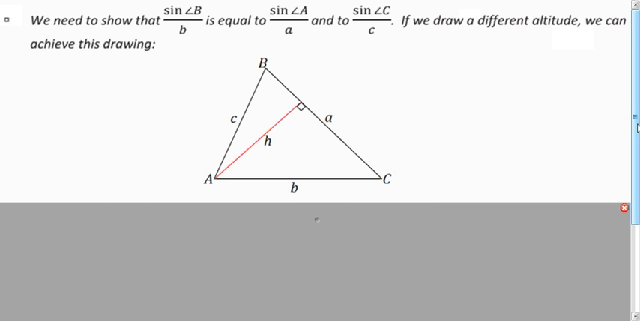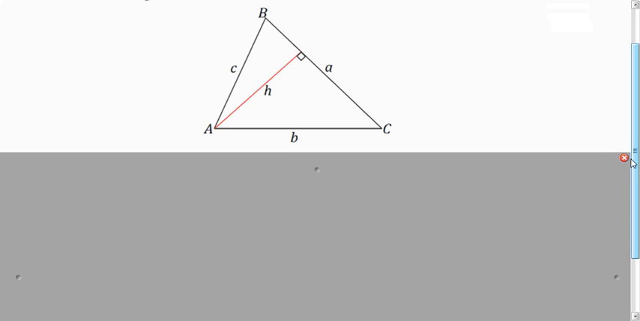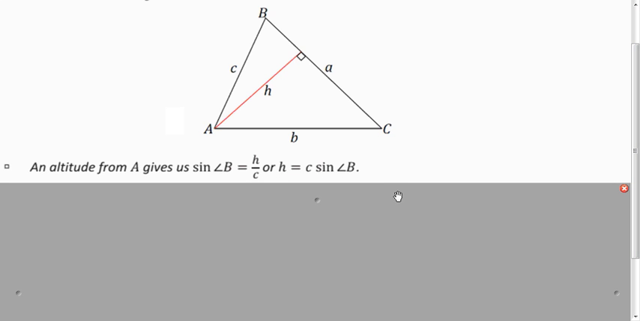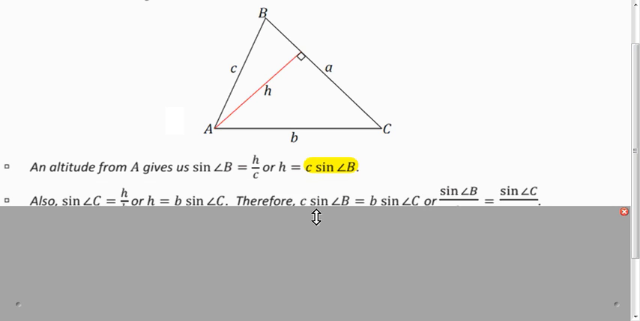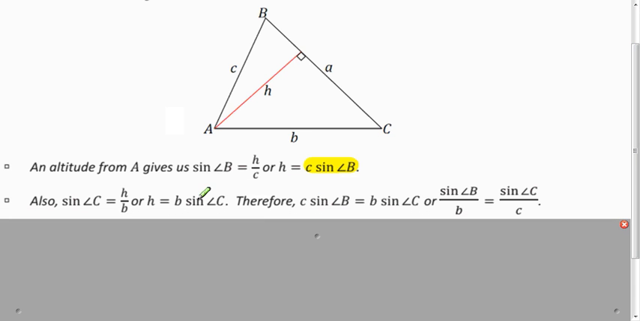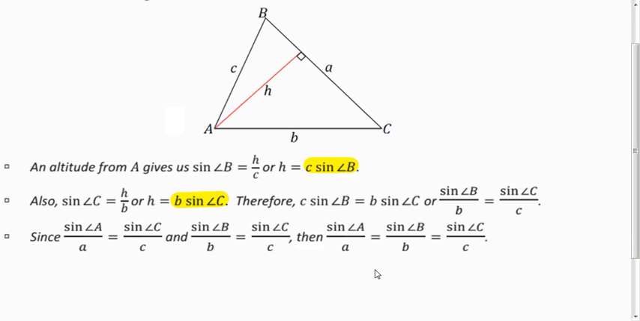So now we have a different altitude drawn. And if we look here, the sine of B is h over c, or we can say that h is c times the sine of angle B. And as before, we can do the same thing with angle C. And the same idea, divide both sides of that equation by cb, and you end up with this. And so by substitution, we end up with the law of sines. So that's nice. Now let's go ahead and apply it.